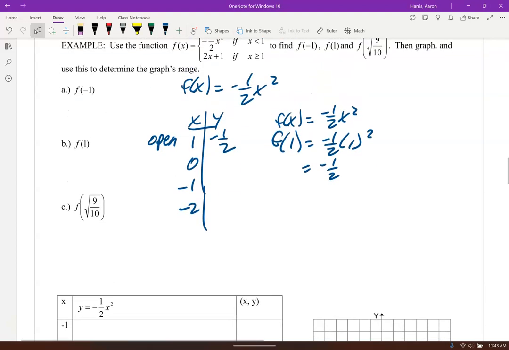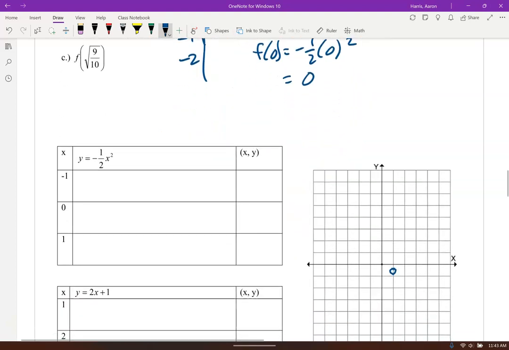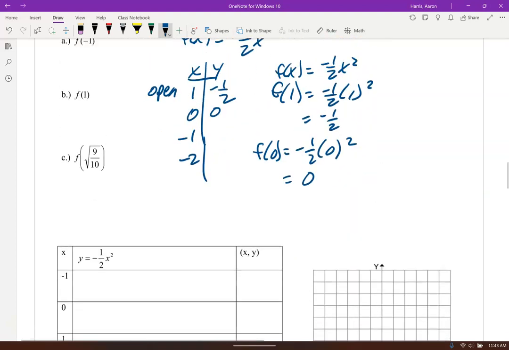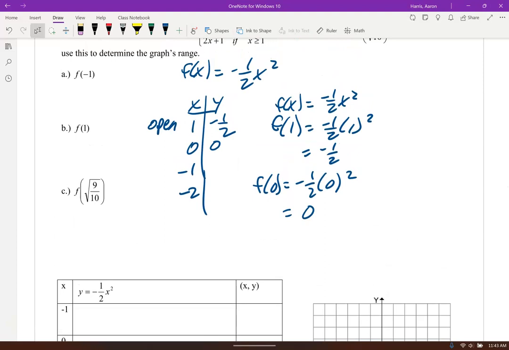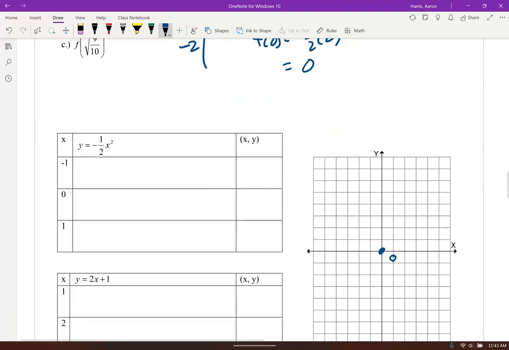Well, let's plug 0 in. Negative 1/2 times 0 squared. 0 squared is 0. 0 times anything is 0. So I got 0, 0, and I fill that in. Now I plug in negative 1. So I got negative 1/2 times negative 1 squared. Negative 1 squared is a positive 1, so I got negative 1/2. So negative 1, negative 1/2, but it's filled in.